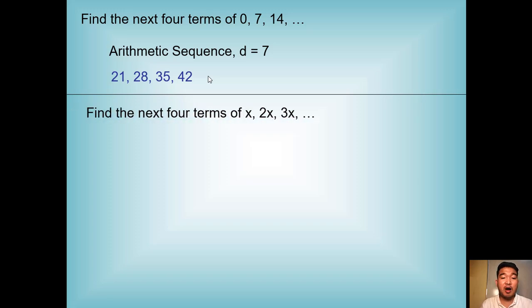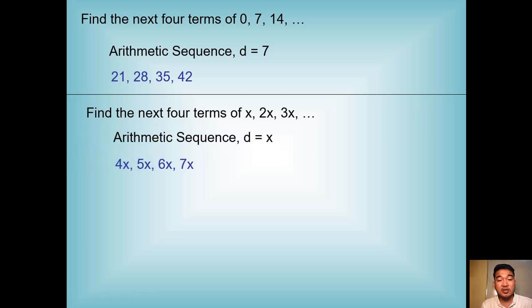Find the next four terms of this arithmetic sequence: x, 2x, and 3x. So first, you find the common difference. 2x minus x is what? Is equal to 1x or x. Then 3x minus 2x is equal to x also. So the common difference is x. So you just add x to 3x to get the next term. So you will have 3x plus x is 4x, plus x is 5x, then 6x and 7x.